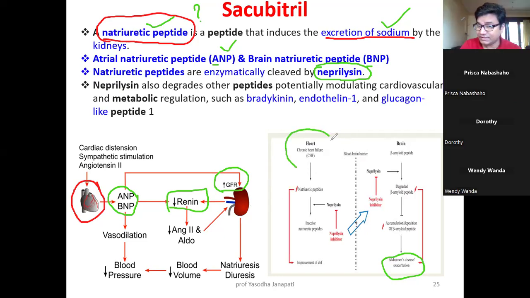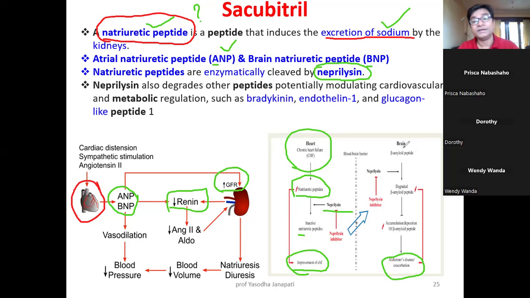You see, in the heart, what happens is that when congestive heart failure occurs, natriuretic peptide levels are increased. This is clear? Now, what happens? This natriuretic peptide is getting inactivated by neprilysin. Neprilysin is an enzyme. So if you block it, their levels are increased, so improvement of CHF.